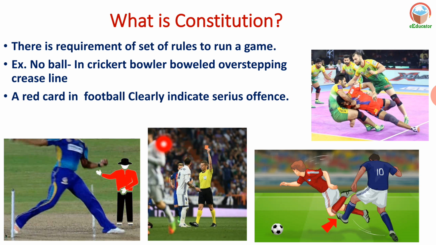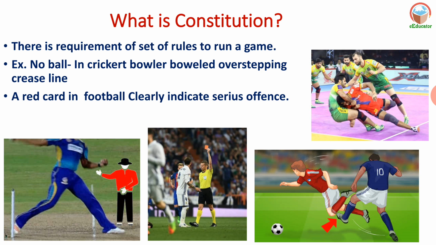Same like a red card in football, it indicates a serious offense. The persons who commit a serious offense get a red card. There are kinds of fouls in football, and the same in kabaddi and kho-kho, there are a number of games. They have certain rules and regulations, a set of rules in that game. Players follow the rules and play the game. Without rules and regulations, a game cannot be continued. So we need a certain set of rules. That set of rules to run a game is known as a constitution for the game. With that set of rules, the game can continue.